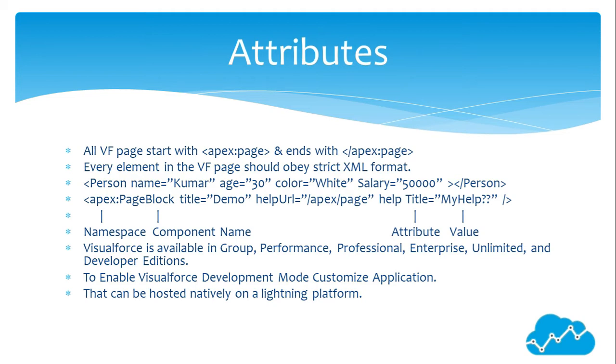Attributes. All VF pages start with apex:page and end with /apex:page. Every element in a VF page should obey strict XML format: person name="Kumar" age="30" color="white" salary="50000", person close. For example, apex:pageBlock title="demo" helpURL, apex:pageHelp title="my help". In this, apex is the namespace, pageBlock is the component name, title is the attribute, and my help is the value.